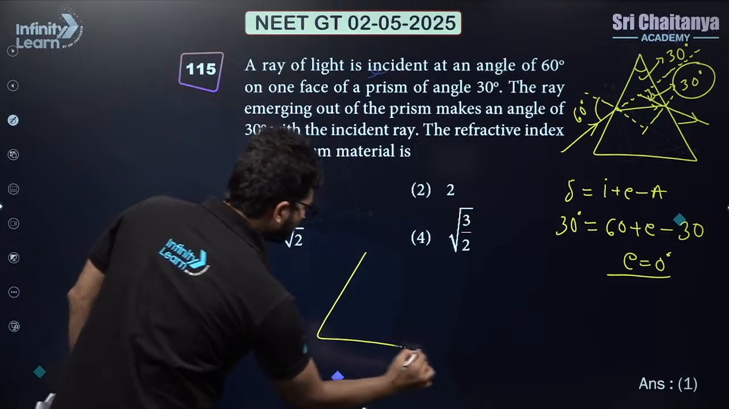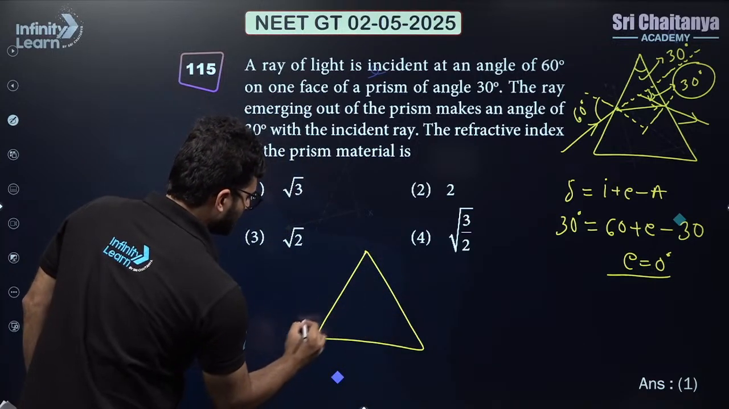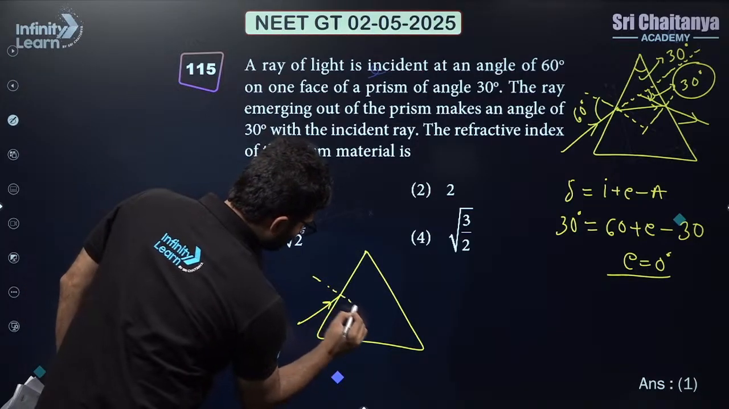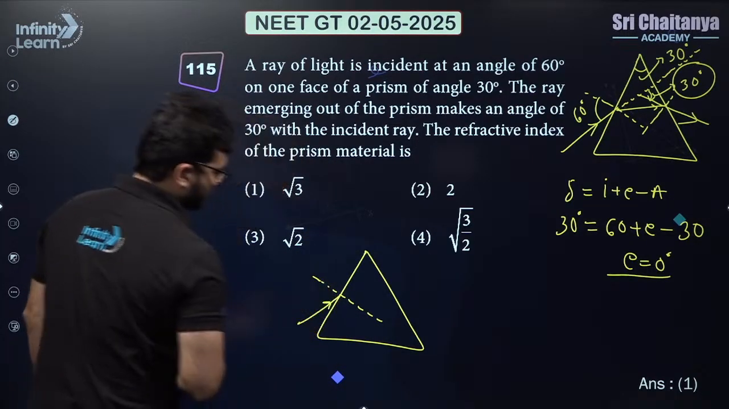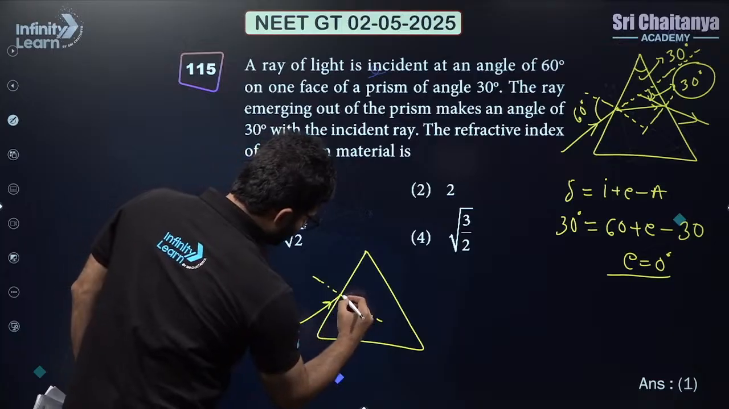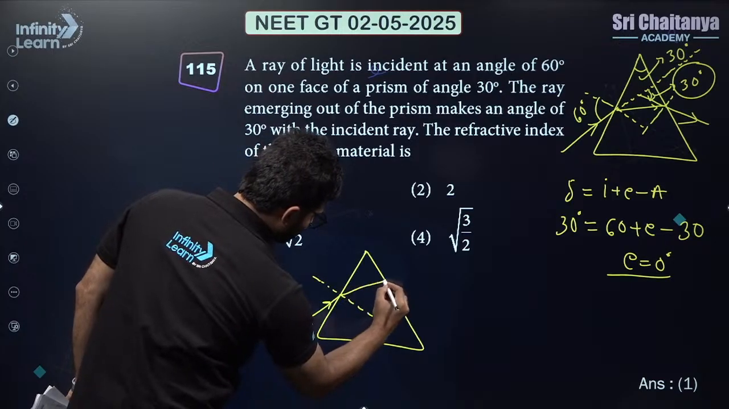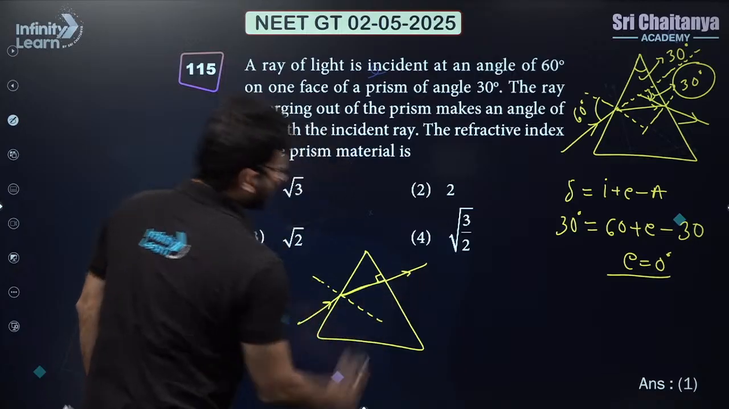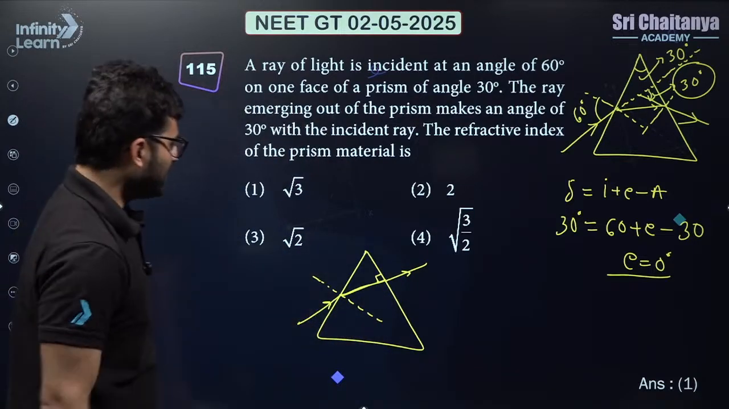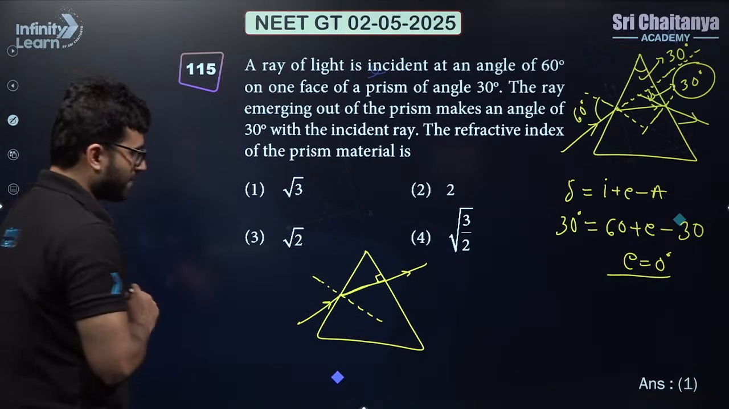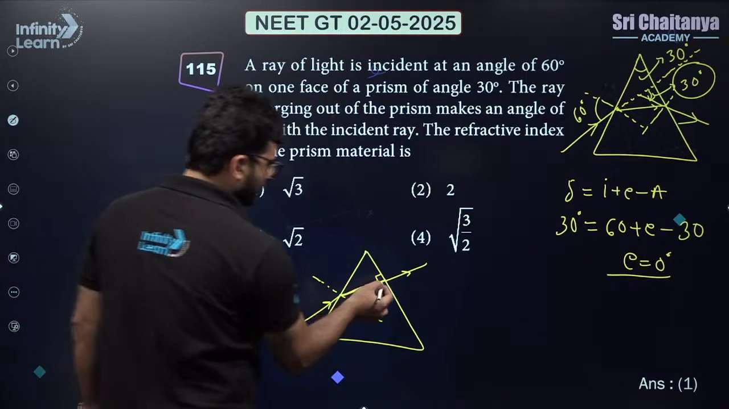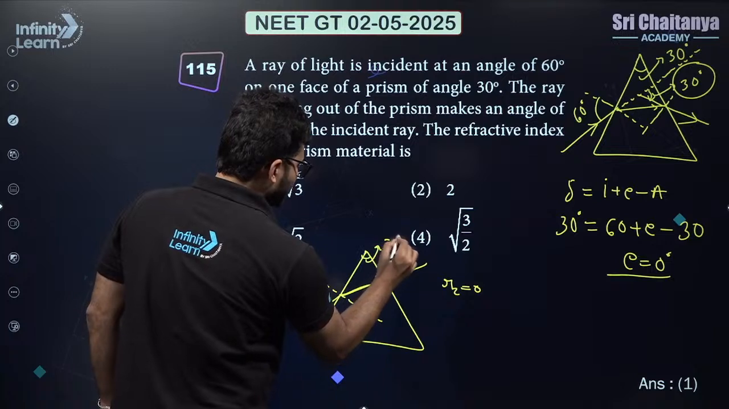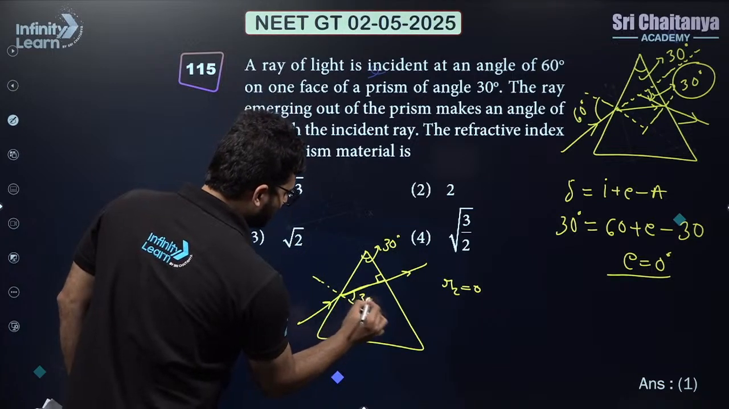So let's say this is the incident ray, right? So it is going something like this. I mean, just perpendicular it is going and going like this, right? So E is 0 basically, right? So this is going like this. This is the thing which is happening. So now this refraction angle R2 is also 0. This is 30, which means that this refractive angle is nothing but 30 degrees.